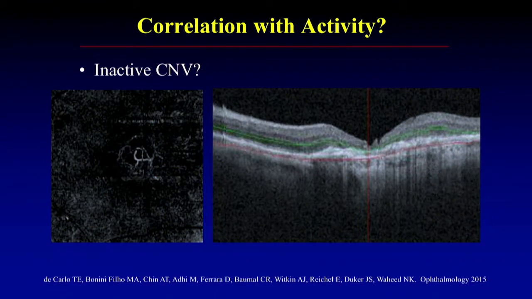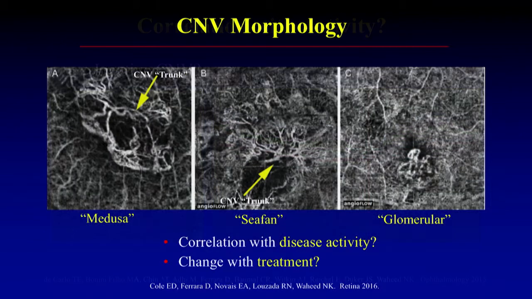However, there are some eyes like this one where the disease is clinically inactive, and yet you still see neovascular tissue. And so there may be other characteristics that we can look at to further define disease activity. There are different morphologies of blood vessels, and there have been some studies trying to correlate disease activity with the morphology of the CNV. And also the morphology can change with treatment, and this may be an interesting marker to look at.